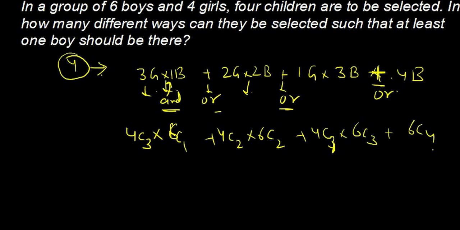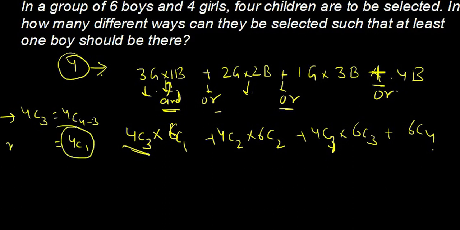Okay, what is 4C3? So there is another rule. What is 4C3? It can be written as 4C(4 minus 3). So it is also equal to 4C1. Any number nC1 is always going to be n. Why? Because it is the number of ways to select 1 person out of n. So if you have to pick 1 person out of 4, obviously it should be simply 4.